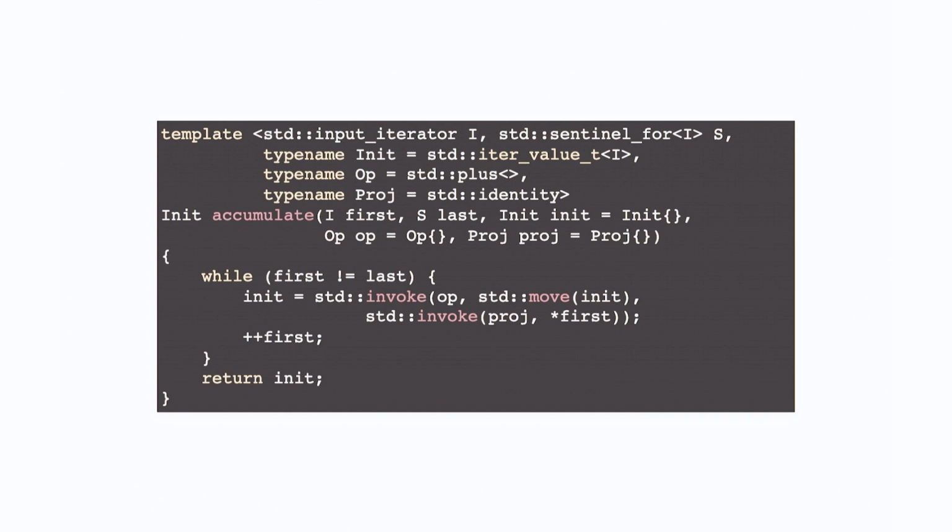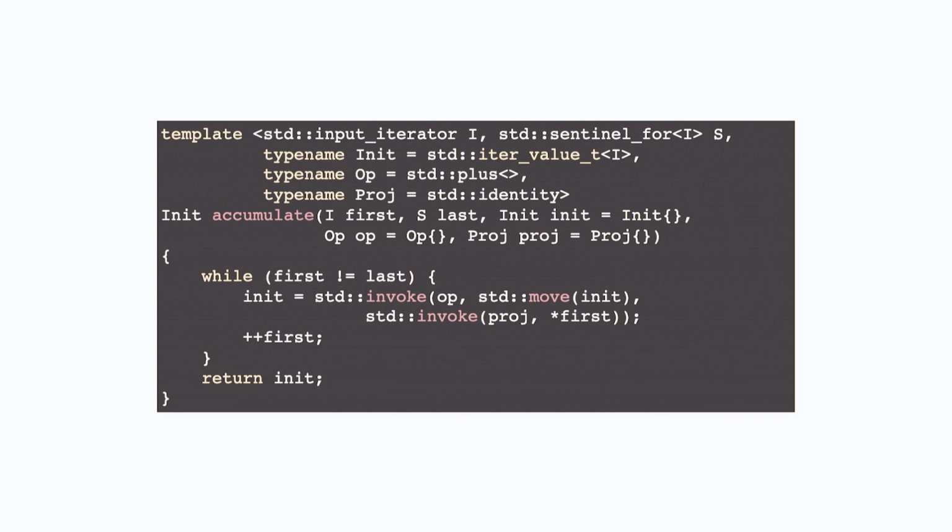And you can see in the body of the loop, what we're doing now is we're dereferencing first, so we're getting the value from our underlying range. Then we're calling proj, this unary projection transform, on that, and then we're passing the result of calling proj to our binary operation. So one way you can think of it is that this is kind of like a transform built into the algorithm call, right?